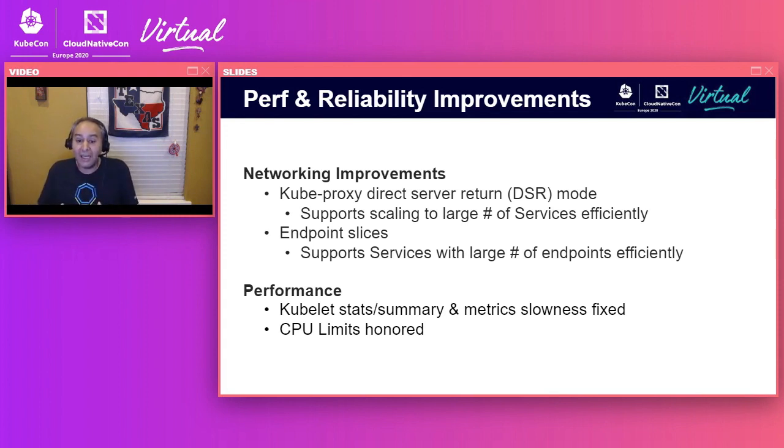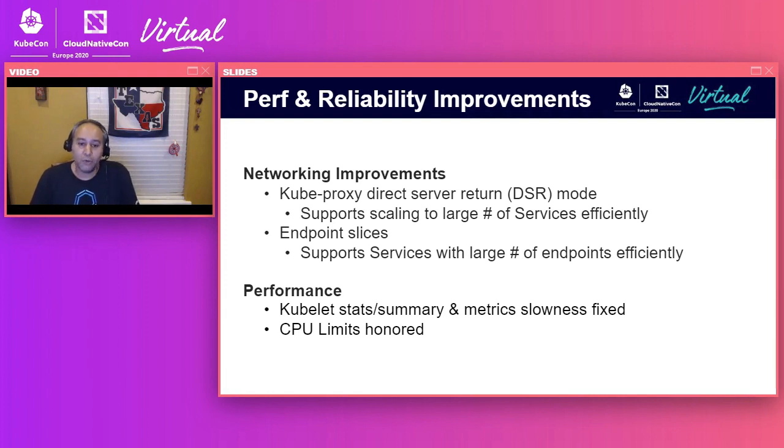Not only that, but also now we're supporting endpoint slices, so you can support services with a large number of endpoints. So not only can you support a large number of services, but now you can also support a large number of endpoints. If you're not familiar with endpoint slices, they act as a source of truth for kube-proxy when it comes to how to route internal traffic in Kubernetes. So when you enable endpoint slices, you should see a performance improvement for services with a large number of endpoints, like I mentioned.